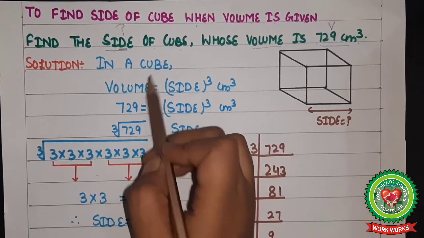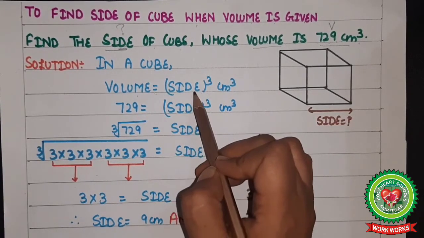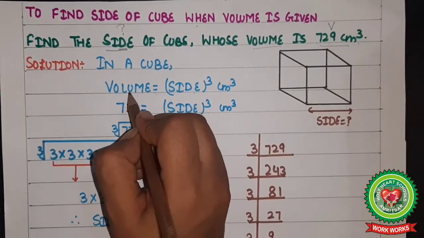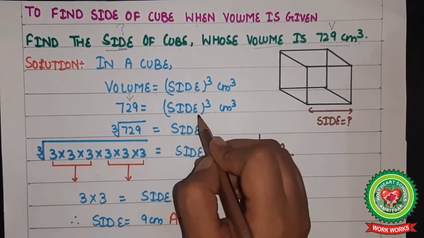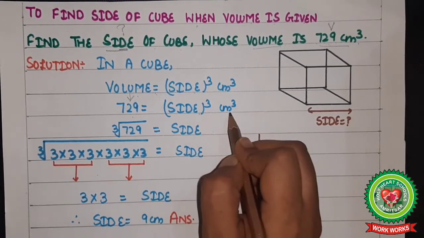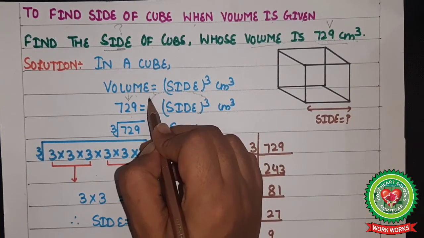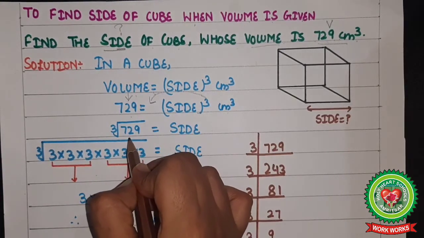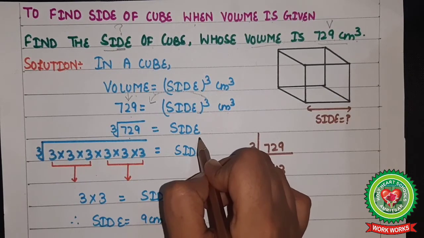Solution is, in a cube, volume is equal to side cube. This is the formula of volume of cube, and volume is given to us in this statement. So put here the volume, 729 equals side cube, centimeter cube. This cube sign will be shifted towards the left side and it will become cube root. So cube root of 729 is equal to side.